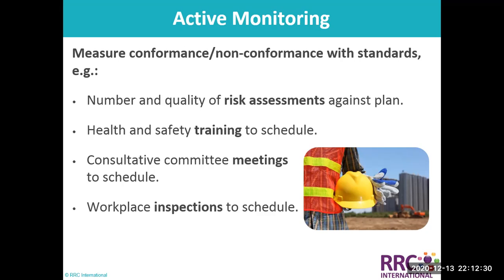Health and safety training schedule. Did we meet our target as per training for the year, for the quarter, for the month, and what have you? Committee meetings to schedule. Take for instance, we say we have committee meetings monthly, so in a year we have 12. Did you achieve 12? If you didn't achieve 12, what happened? Why are we not achieving 12?